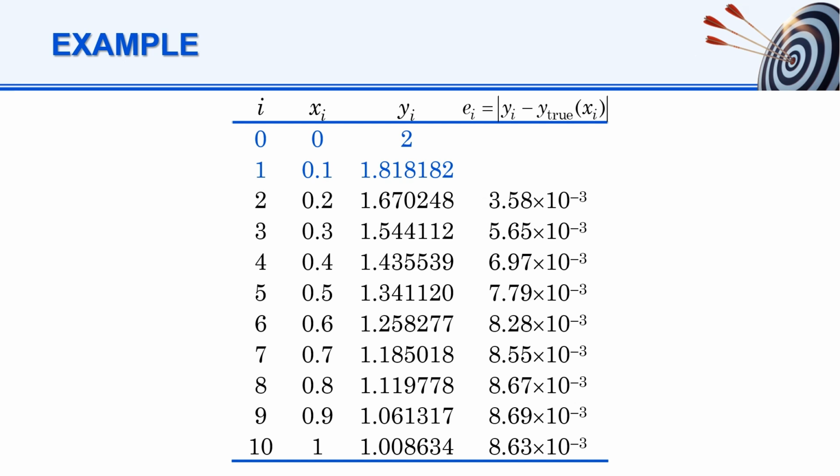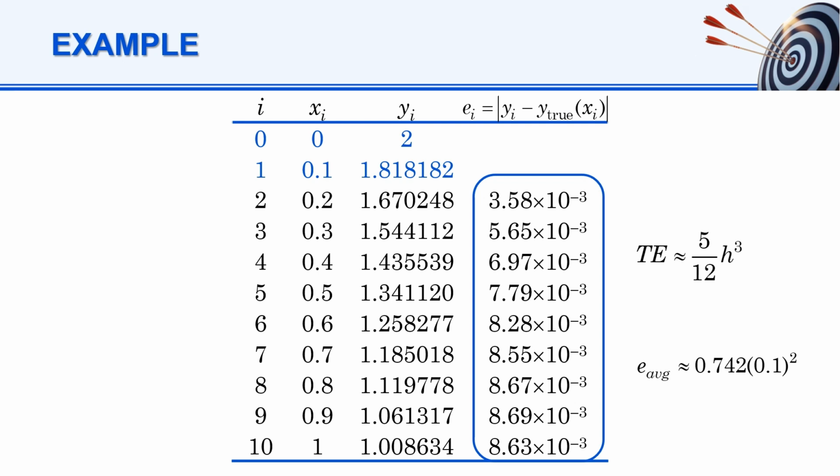Recall that the local truncation error for this scheme was 5h cubed over 12. The global error is second order. Notice that the arithmetic average of the true absolute errors is 0.742 times 0.1 squared.